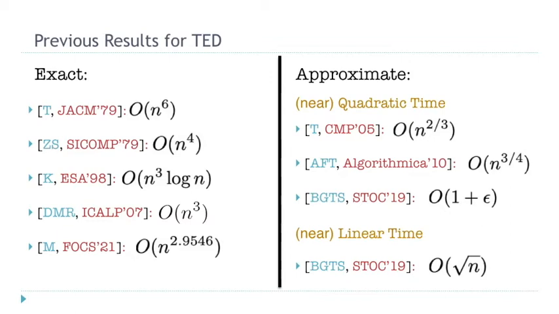There are a lot of algorithms given for tree edit distance. The first one starts with n to the 6th, then n to the 4th, and n cubed log n, then n cubed. Recently, there is a work that for the unweighted variant goes below cubic time. So the runtime they give is n to the 2.95. On the approximation front, there is a bunch of works that run in quadratic time. The best one has approximation factor 1 plus epsilon. And also there is a near linear time algorithm that has approximation factor root n.